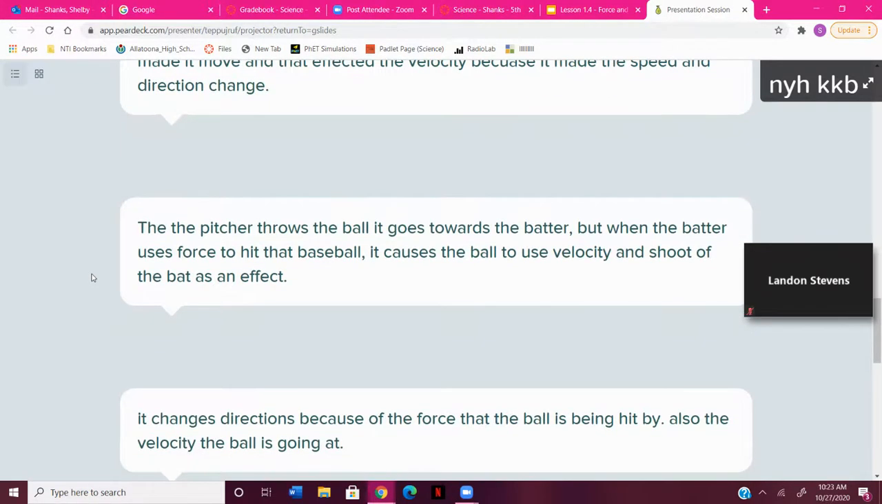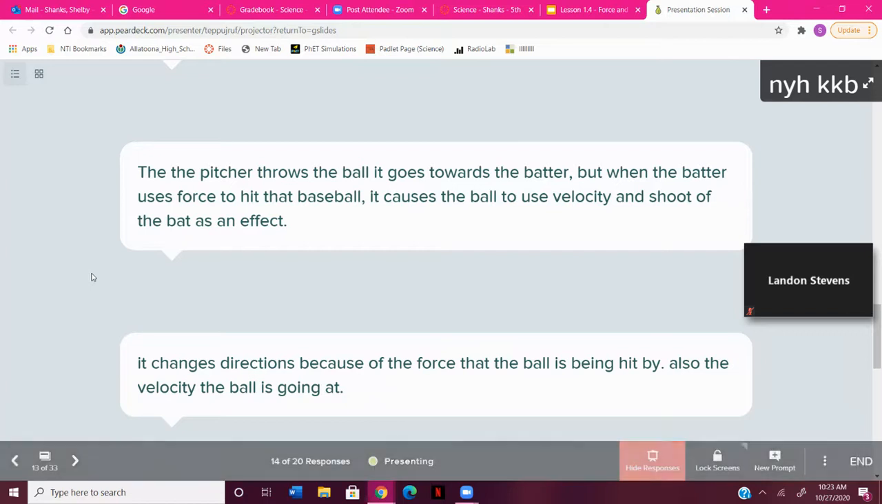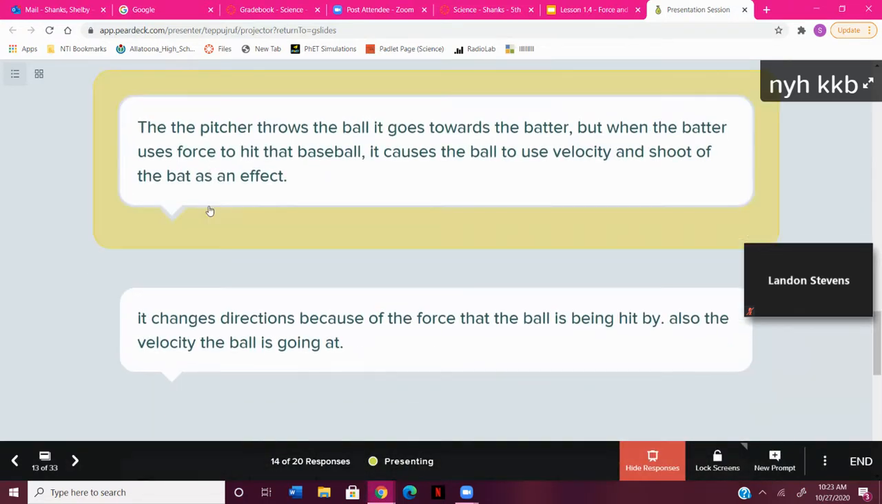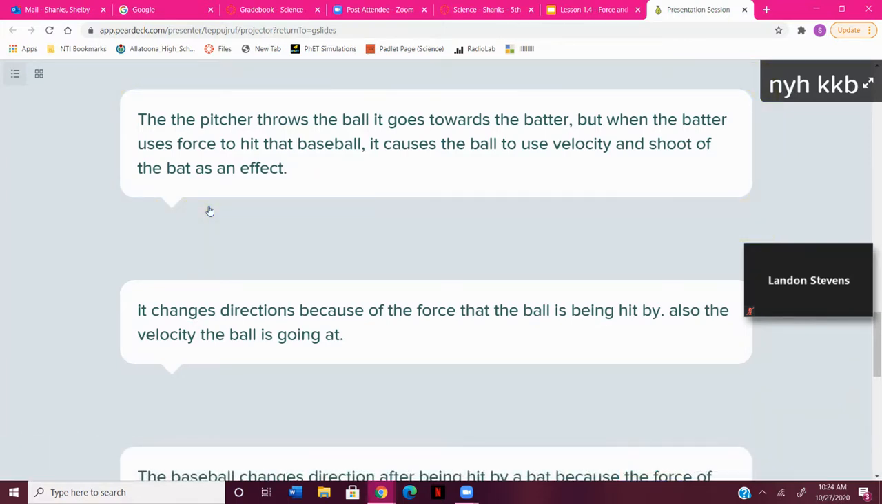Yeah, pretty much. Okay. All right, so this one is going in the right direction. So the pitcher throws the ball, it goes toward the batter, but when the batter uses force to hit the baseball, it caused the ball to use velocity and shoot off the bat as an effect.